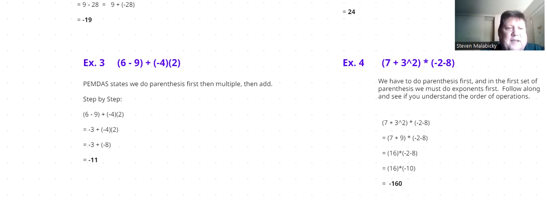I'm then going to multiply. So negative 4 times 2 is negative 8. So I drop down the rest. I have -3 plus a -8. And we learned that when you're adding two negatives with the same sign, you actually add the numbers. 3 plus 8 is 11, and you keep the negative sign, so it's -11.